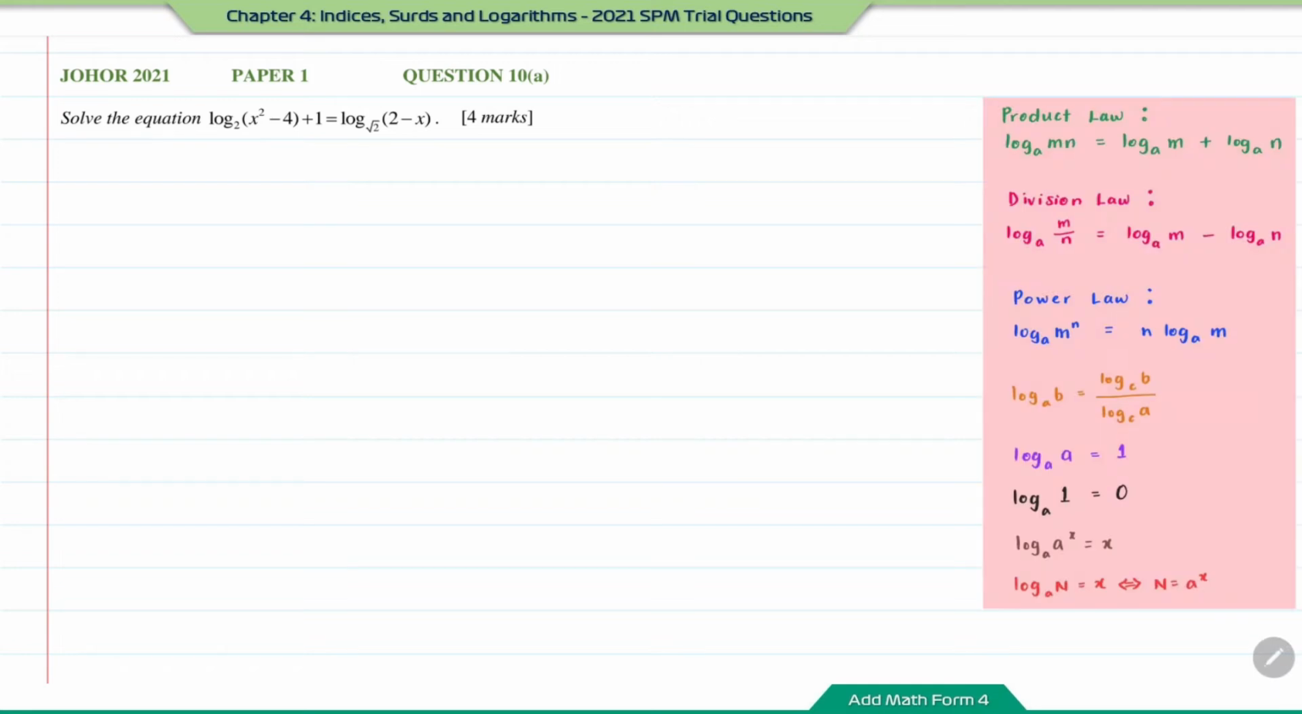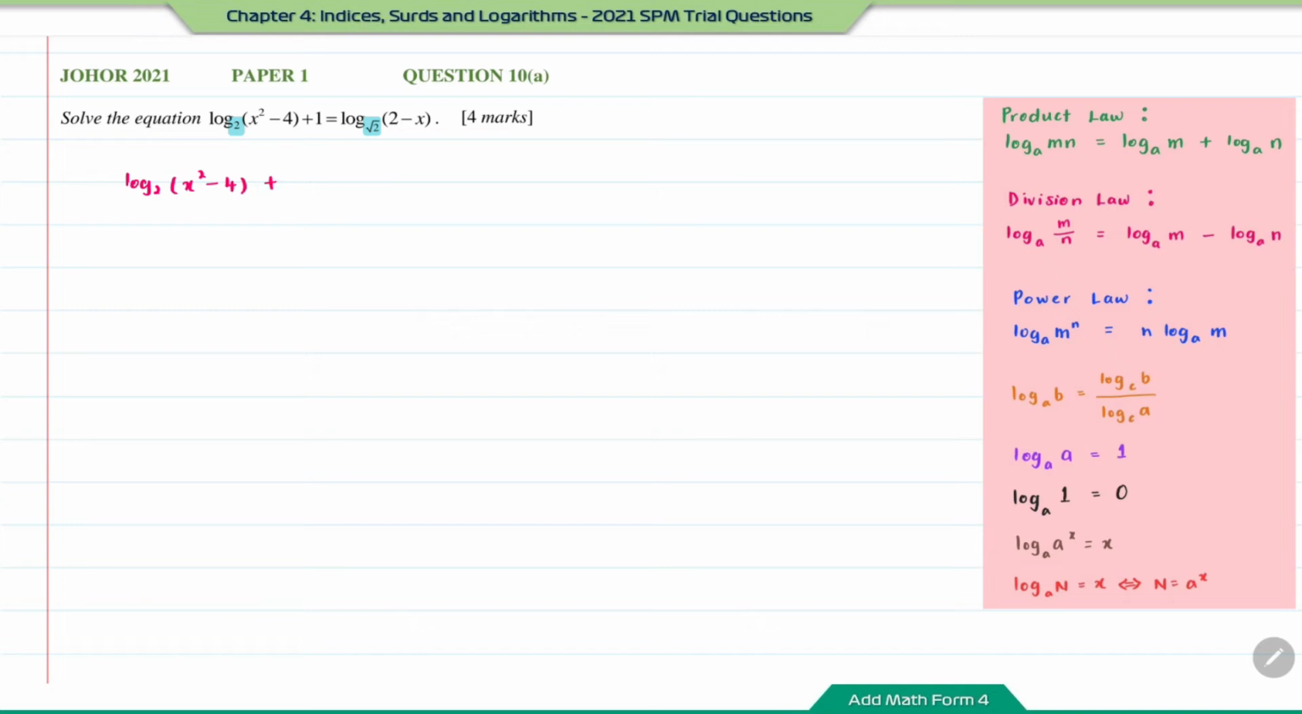So first, always familiarize yourself with all the logarithm laws that are written in the pink box here. For this question, both of these logs are from different bases. So first we need to convert the logarithms into the same base. I'm going to use the base of number 2. So here is going to be log base 2 of (x squared minus 4).